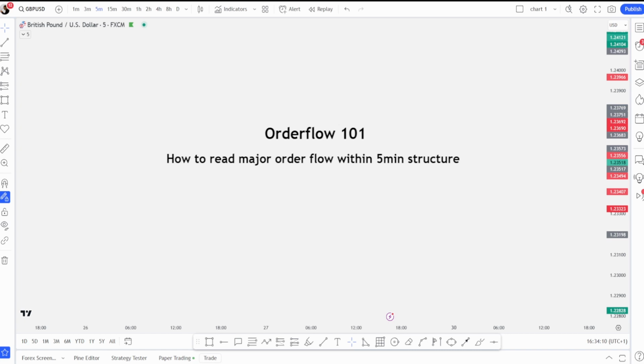read the major order flow within a 5-minute time frame, and then we're going to lead you on towards how to find manipulation points within the order flow, and then lead into how to read swings. So let's start things off with an explanation of exactly what order flow is.